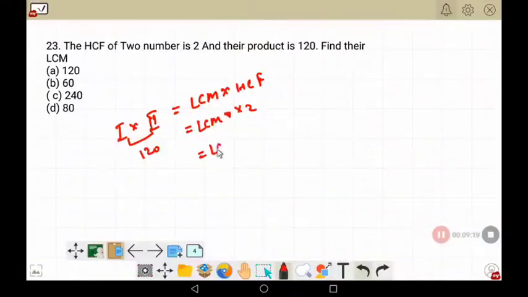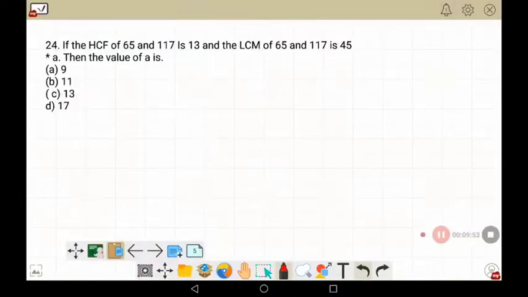So if we find out the value of LCM, when 2 is transposed to the other side, it will come as a divisor. So LCM is 60. 2 6s are 12. Cancel out 0 and write down here. LCM equals 60. B is the answer. Come to the next one.